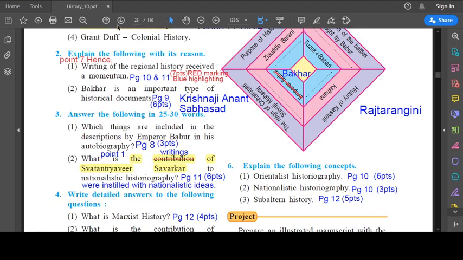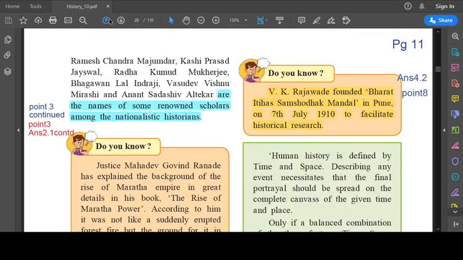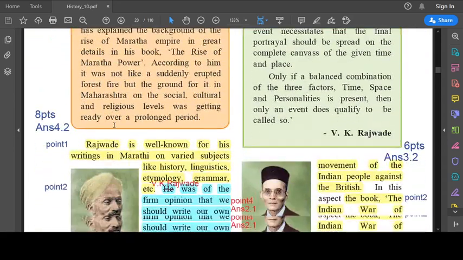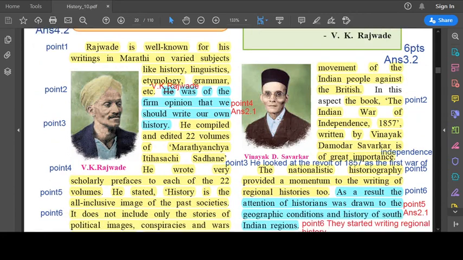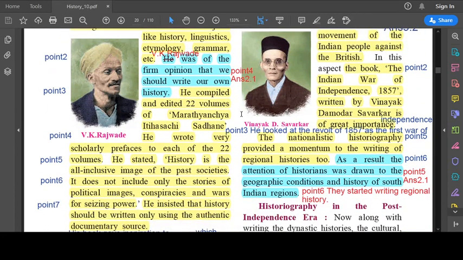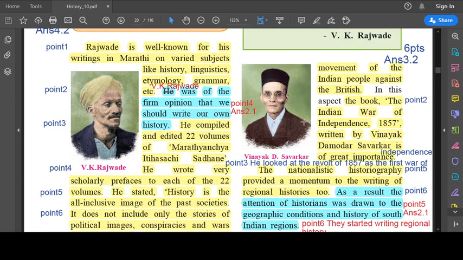So let us go to page 11. Here it is. 3.2. So first point was in the question. Now here also this answer is a bit jumbled up, but you'll understand, I've written the point numbers over here. So point number 1 was marked in the question itself. Now point number 2, see your answer 3.2. The book, The Indian War of Independence 1857, written by Vinayak Damodar Savarkar, is of great importance. That's point number 2.